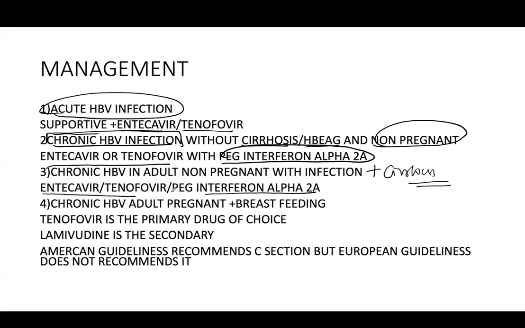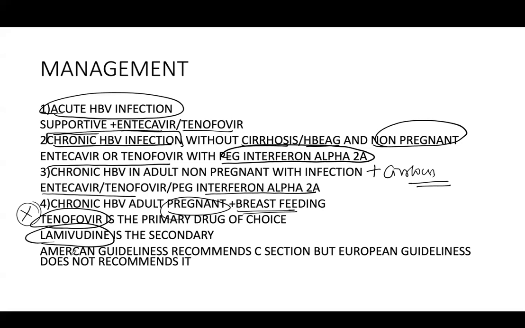Next, in case of pregnancy and breastfeeding, what is the drug of choice? Because this has been asked recently in an MCQ as well. In pregnancy, the primary drug of choice that is recommended recently, because I made the slide today and checked the updates, is tenofovir in the UK. Lamivudine is a secondary choice. The primary choice is tenofovir. Please don't make any mistakes here. The primary choice is always going to be tenofovir.